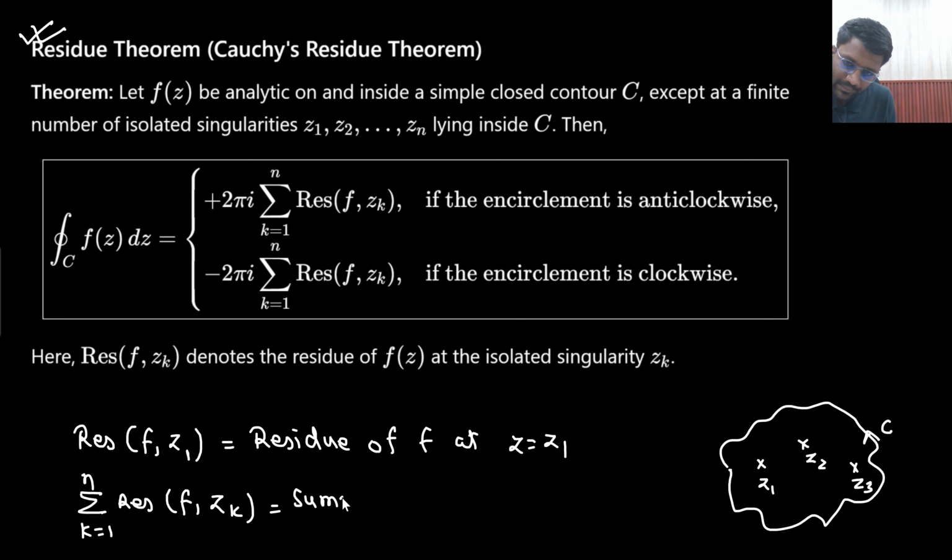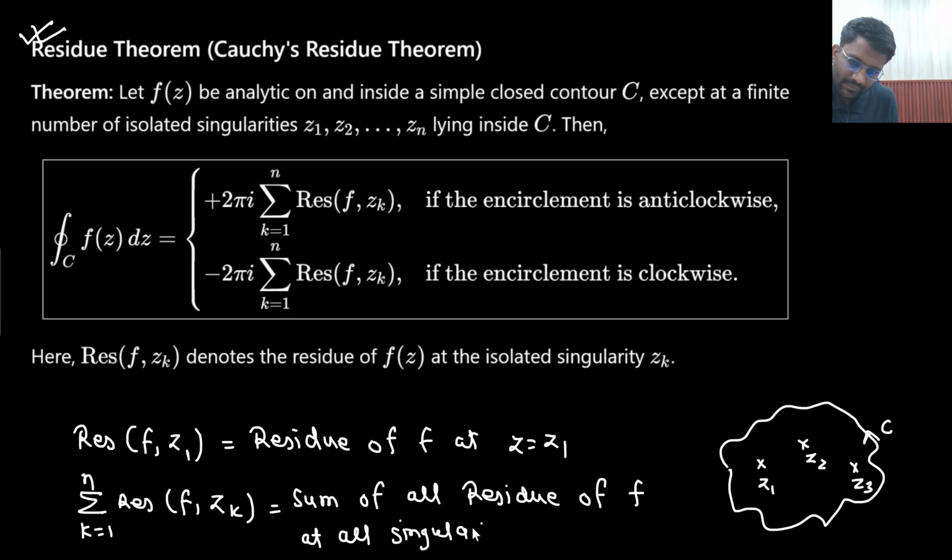Sum of all residues of f at all singularities in domain D. So at all the points, whatever residues you are getting, you need to add them up and multiply with 2 pi iota, if the encirclement is anti-clockwise. If it is clockwise, then multiply with minus 2 pi iota.